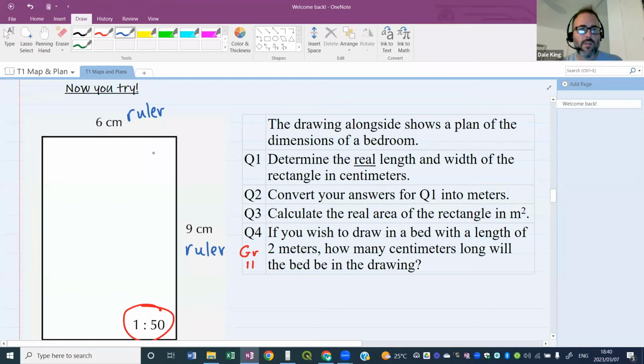That's just for the diagram. So what they want to know is, what is the real, actual length and width of this bedroom? They tell you that you can use this scale to help you calculate it. The scale says 1 centimeter on your diagram will represent 50 centimeters in the real world. So if you have 6 centimeters on your diagram, how many centimeters in the real world?